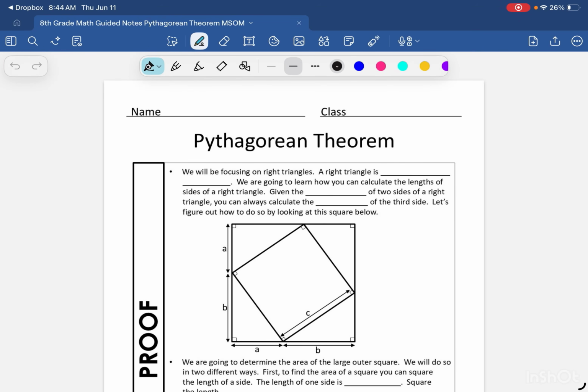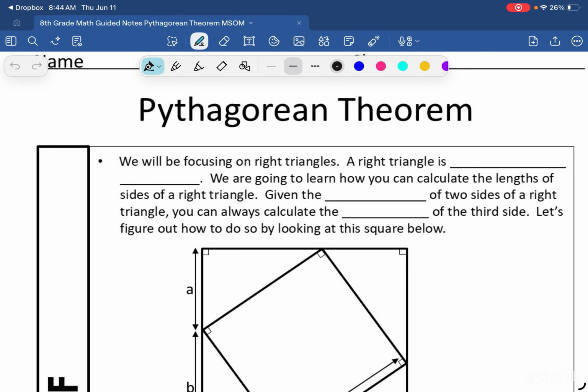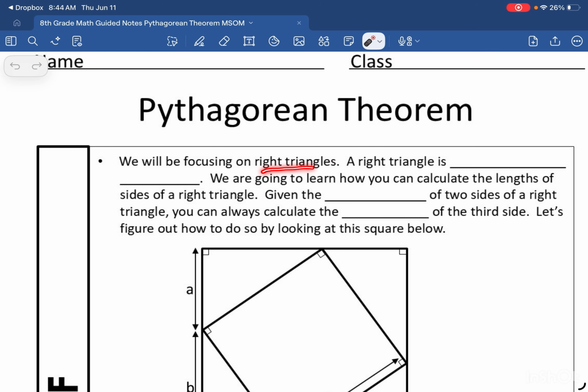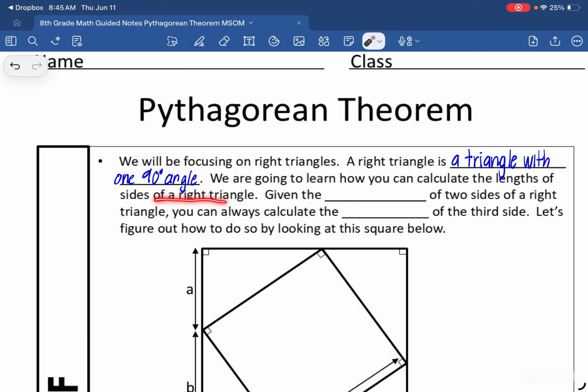Everyone, welcome to the Pythagorean Theorem guided notes. We will begin by focusing on right triangles. A right triangle is a triangle with one 90-degree angle. We are going to learn how you can calculate the lengths of the sides of a right triangle.